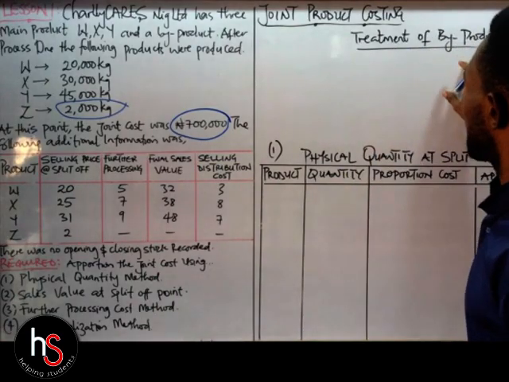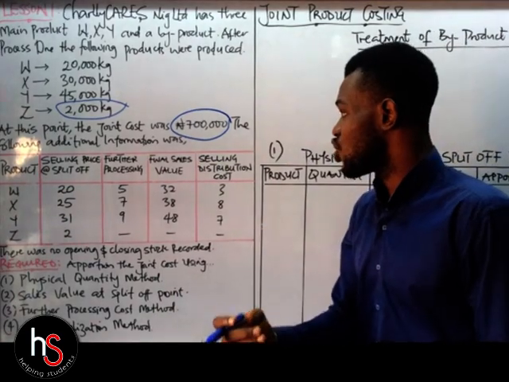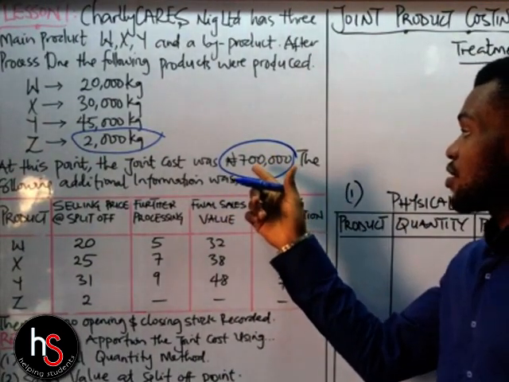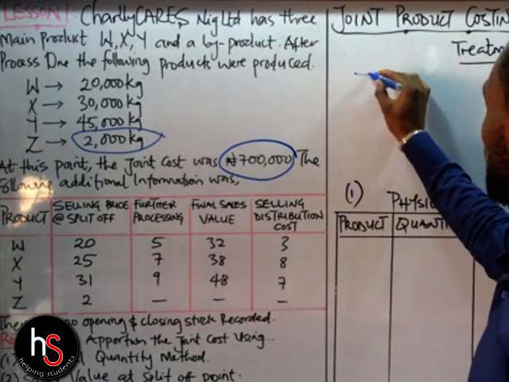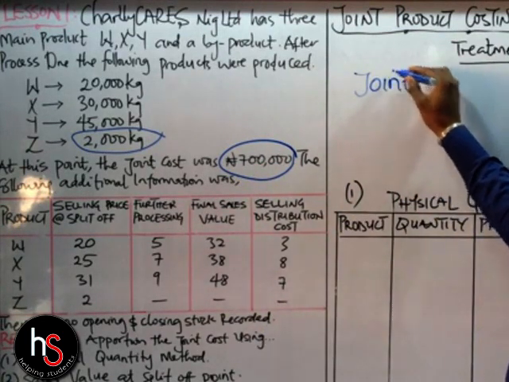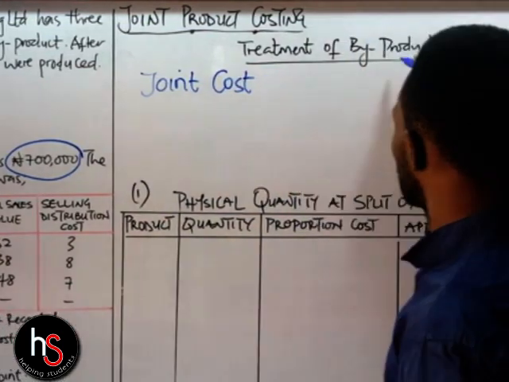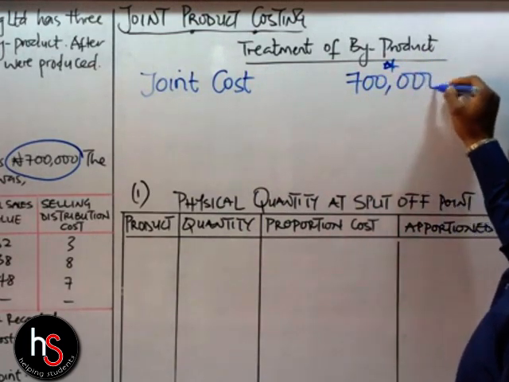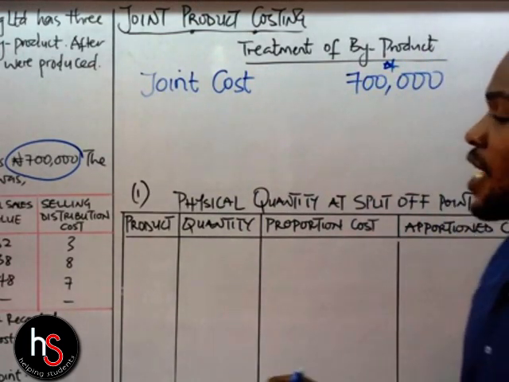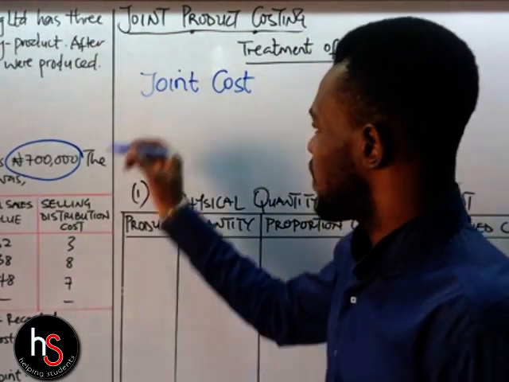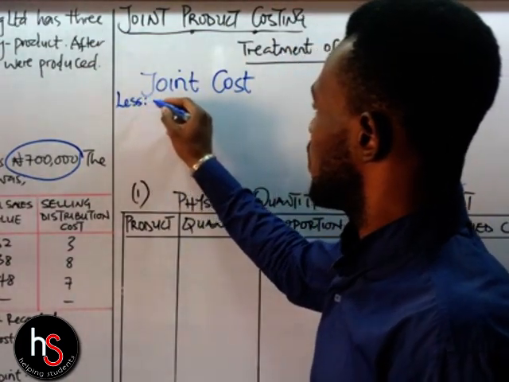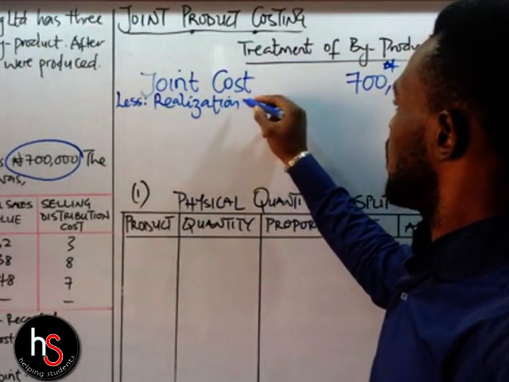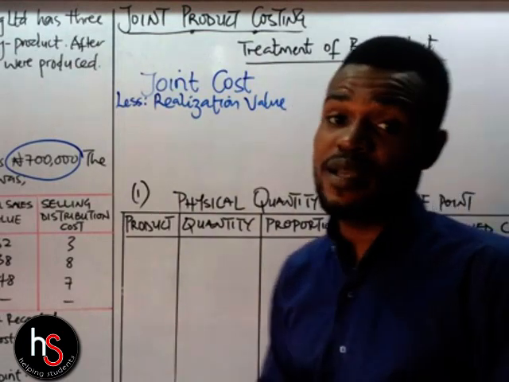So the treatment of the byproduct. First of all, we recognize our joint cost. The cost of our joint product is 700,000. So we have our joint cost, and the joint cost is 700,000. Now we are going to less our realization value. This realization value we're talking about is simply the byproduct.